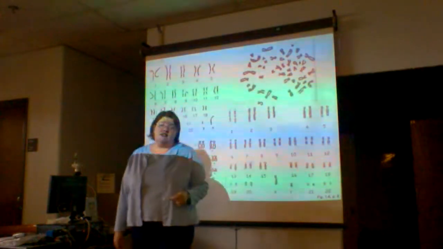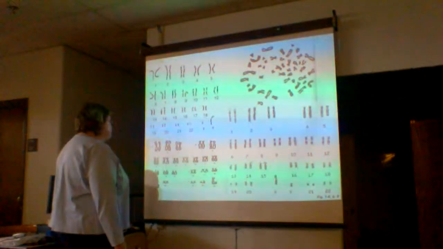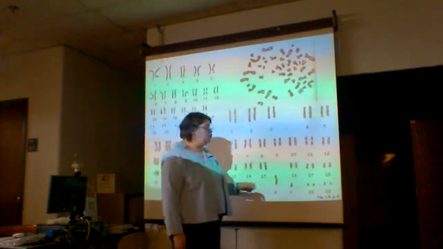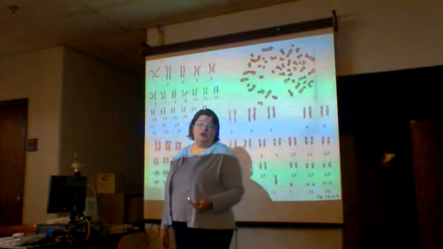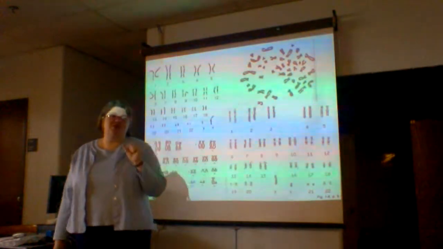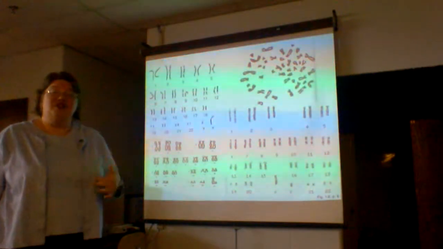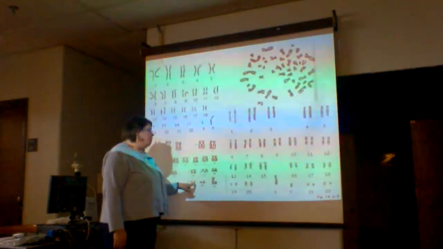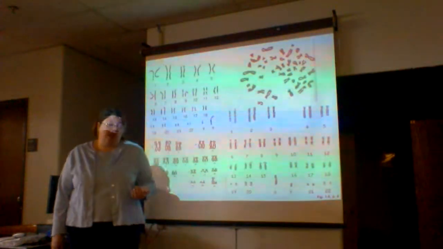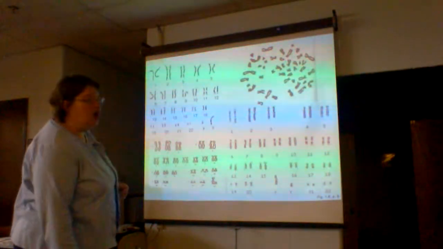Some diseases can be seen just by karyotype analysis. There's a disease called trisomy 21, where there are three chromosome 21s instead of only two. Instead of having a pair, there are three, and that's why they call it trisomy 21. Sometimes it's also called Down syndrome.